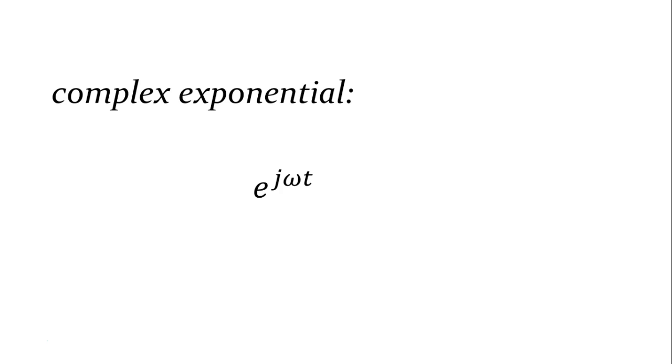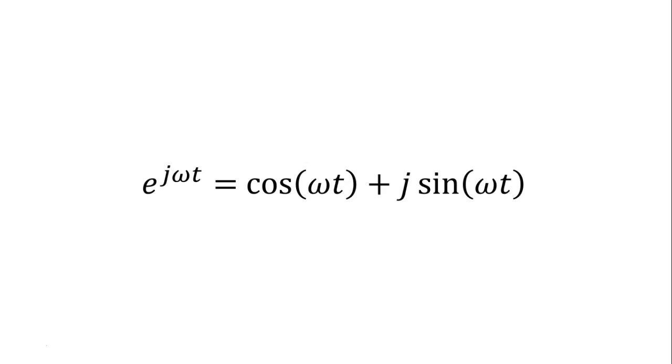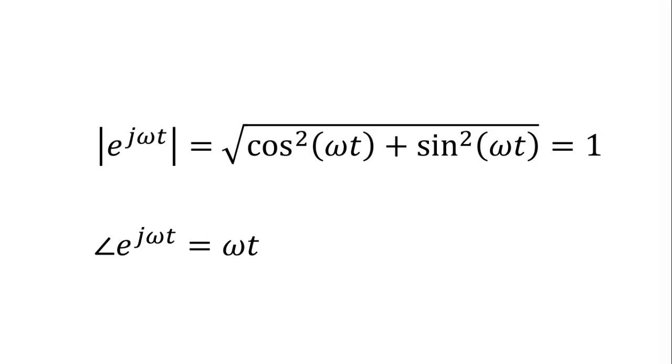Now that we've looked at the sinusoid, our next signal of interest is the complex exponential of time. By expanding this function using Euler's formula, we see that its real part is a cosine and its imaginary part is a sine. Both of these components have frequency omega, so e to the j omega t is said to have frequency omega. Note that the magnitude of e to the j omega t is 1, and its phase angle is omega t radians.